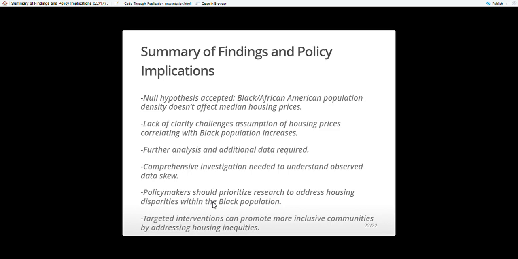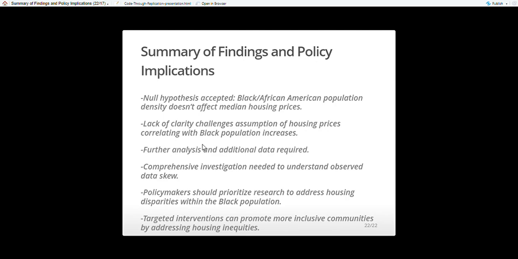Finally, with the summary. Upon reviewing the findings, we accept the null hypothesis, indicating that the density of the Black African American population has no effect on median housing prices in the county. This lack of significant effect challenges the notion of housing prices correlating with increases in Black population. However, the data does not provide a clear picture of the relationship between housing prices and the Black population. Further analysis and additional data are necessary to make a definitive determination.